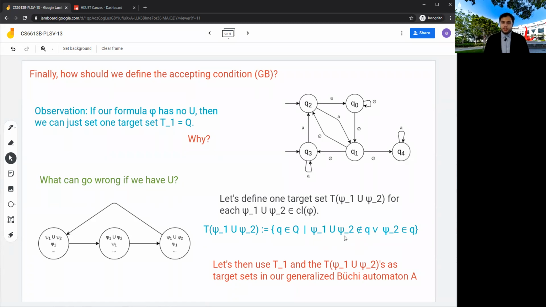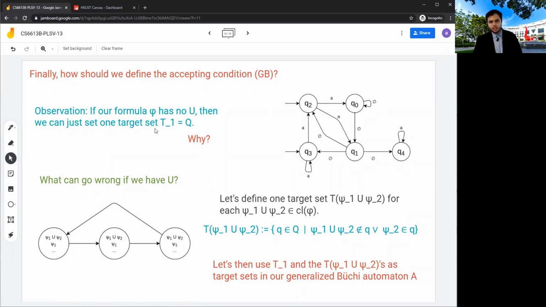So what does this tell me? If I visit this set infinitely many times, it tells me that whenever I visit a state that has psi1 until psi2 in its formulas, I will eventually visit a state that has psi2. Why? Because if I don't visit a state that has psi2, I will just keep on seeing psi1 until psi2, and I will not see psi2, and then I will visit this whole thing finitely many times. Okay?